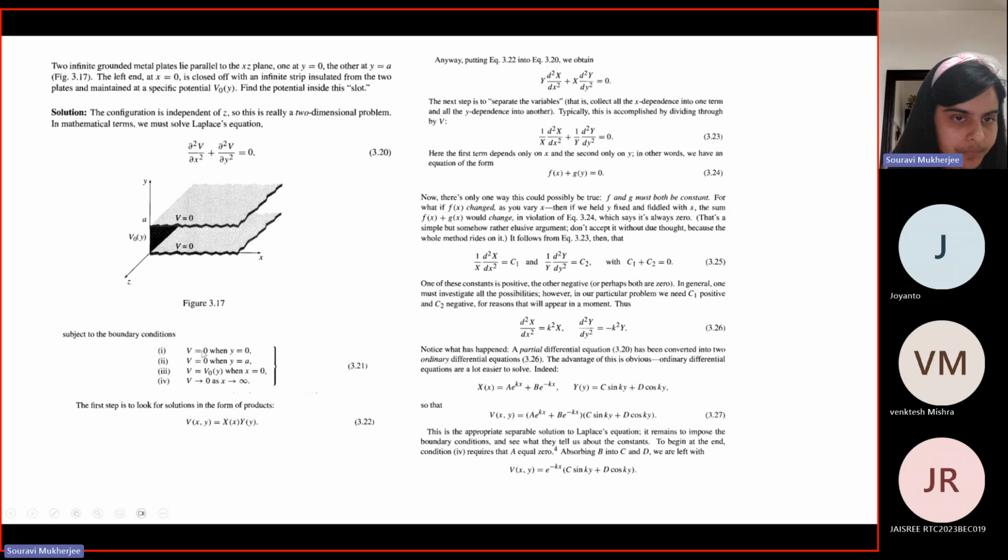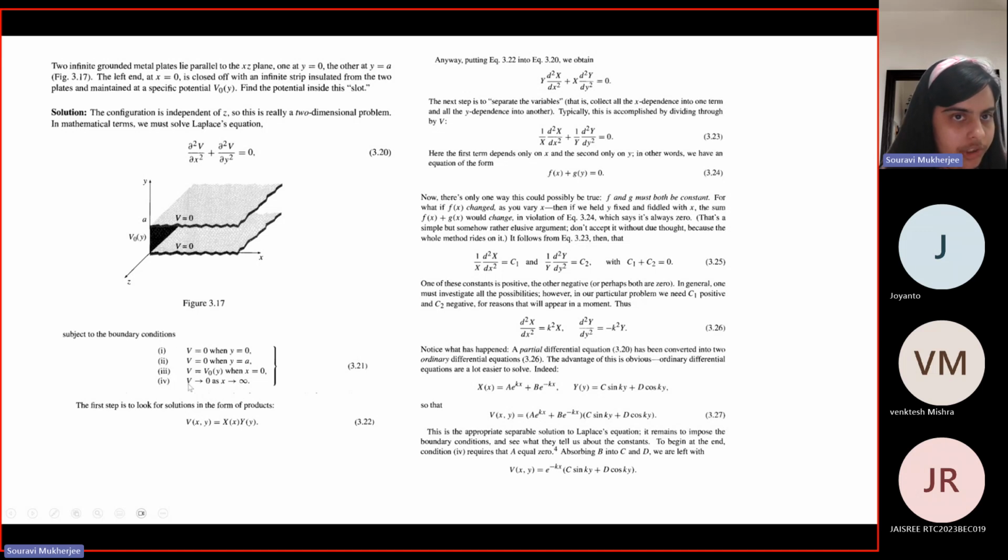So if we write the boundary conditions, this is how it looks. V is 0 when y is 0, this plane. Again, V is 0 when y is a, the top plane. Then V is equal to V0(y) when x is 0, which talks about this infinite strip. And V tends to 0 as x tends to infinity. These are our boundary conditions.